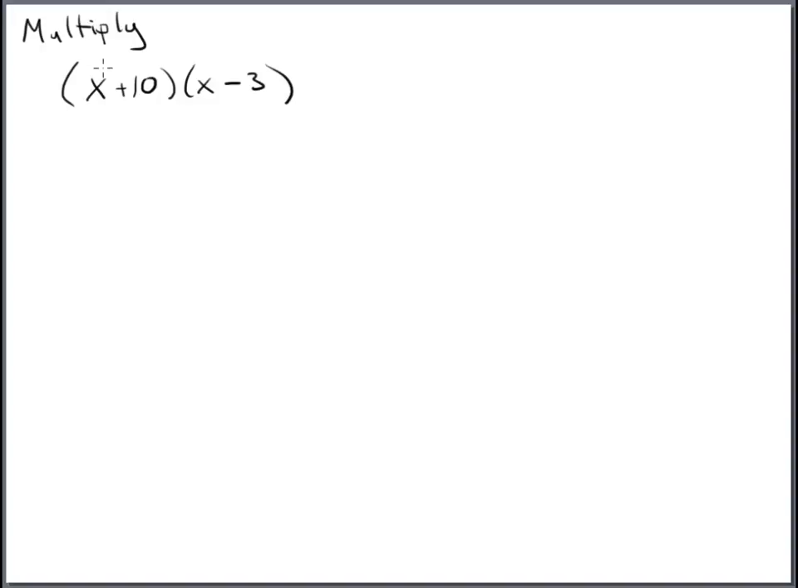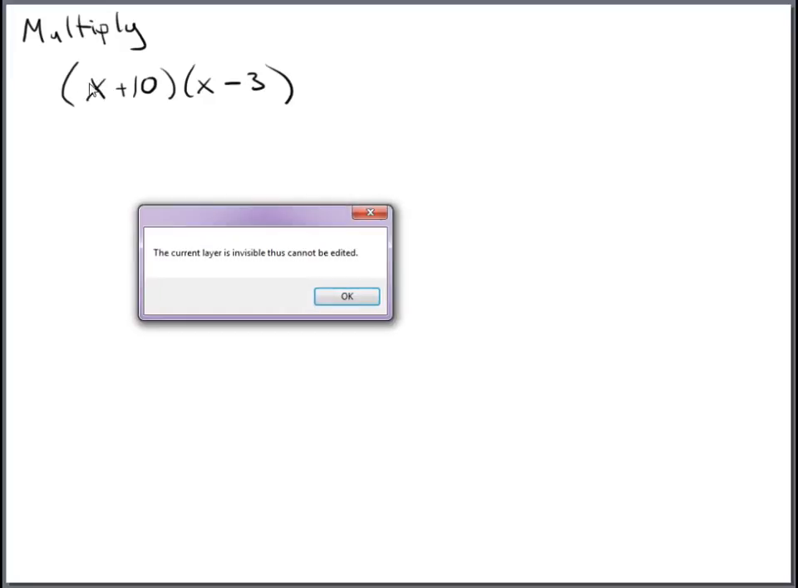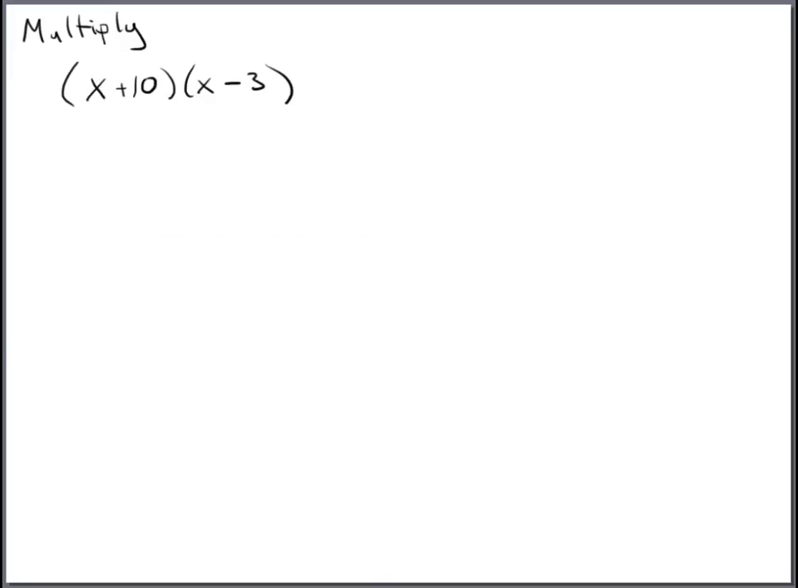We're going to multiply the quantity x plus 10 times the quantity x minus 3. We're going to do this the same way as before. I'm going to take x, oops, I'm going to switch layers. I'm going to take x and multiply this entire binomial by x. So x gets a turn multiplying both the x and the minus 3. X times x gives me x squared. X times the negative 3 is minus 3x.